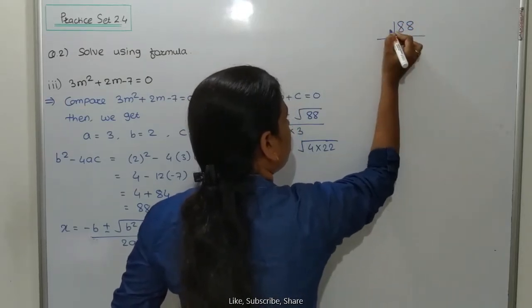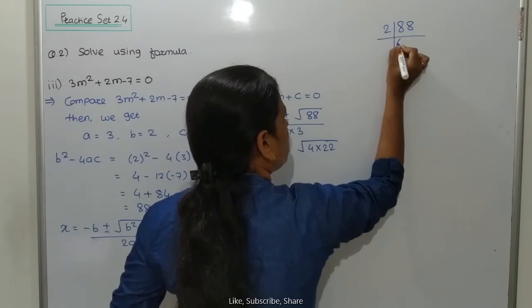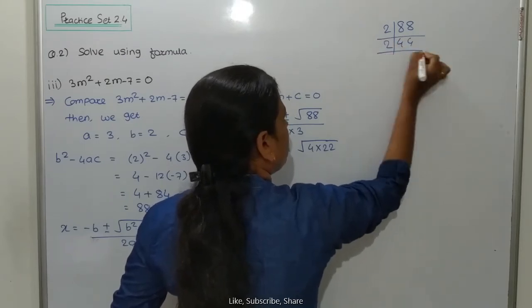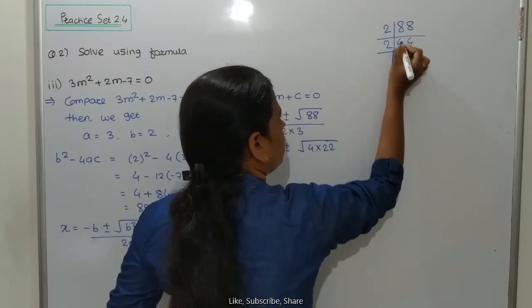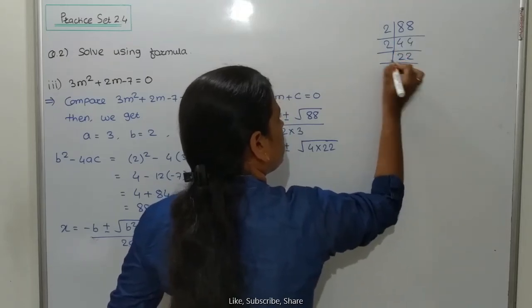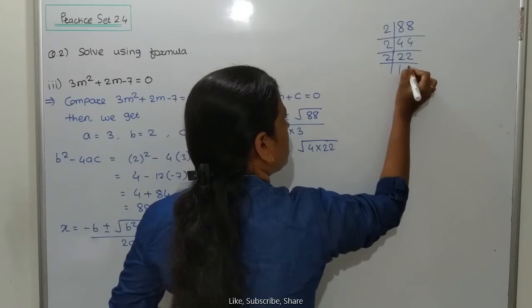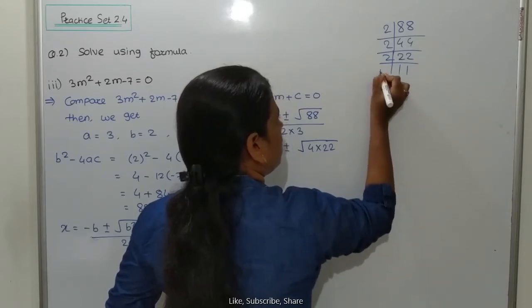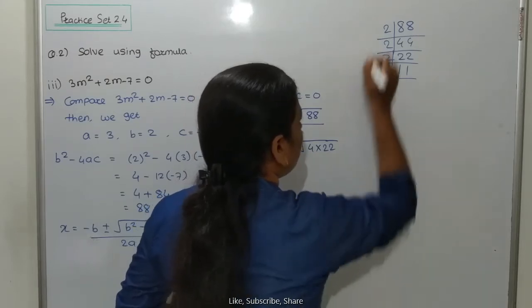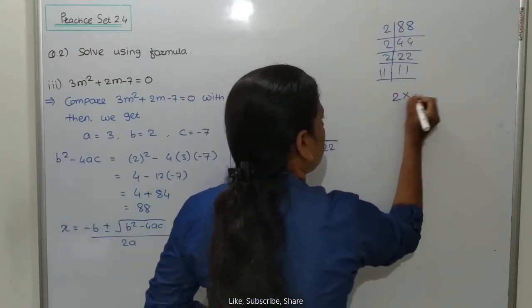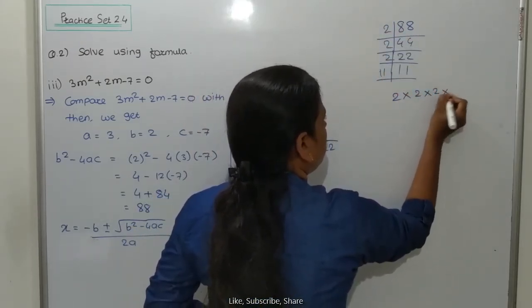We know how to factorize this. This number is divisible by 2. 2 4s are 8. This one is also divisible by 2. This number is also divisible by 2. This 11 is divisible by 11 itself. Okay. That means what are the factors? 2 into 2 into 2 into 11.